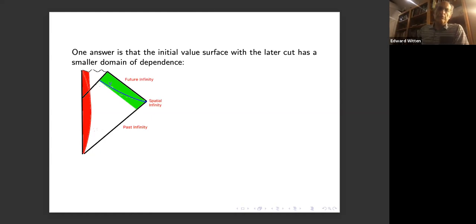So it can be known from a knowledge of initial conditions on this partial surface U. Here's the similar domain of dependence for the later cut V. And one sense in which V corresponds to a smaller region is that its domain of dependence is simply a smaller portion of space-time.